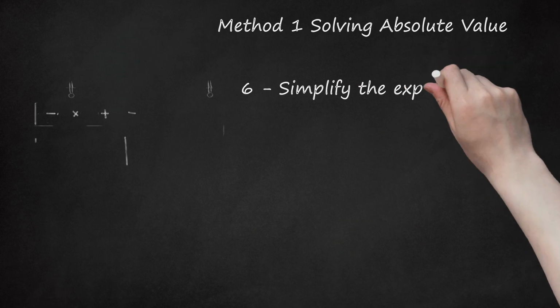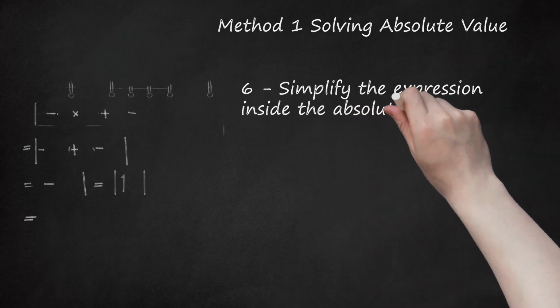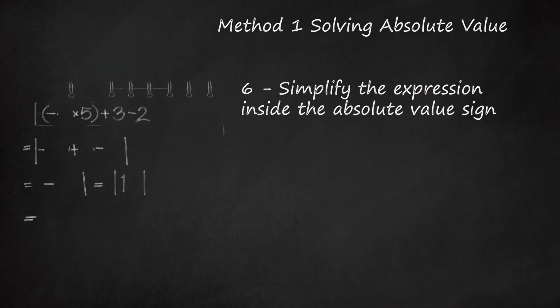6. Simplify the expression inside the absolute value sign. If you've got a simple expression, like |-10|, you can just make the whole thing positive. But expressions like |-4(5) + 3 - 2| need to be simplified before you can take the absolute value. The normal order of operations still applies.